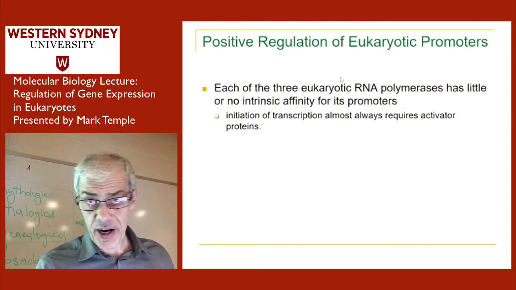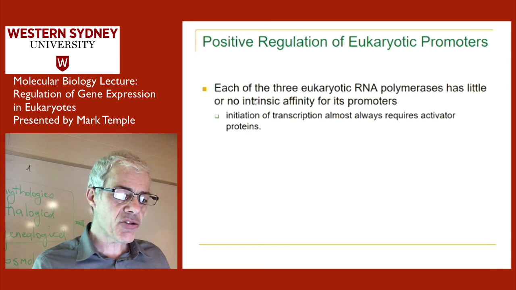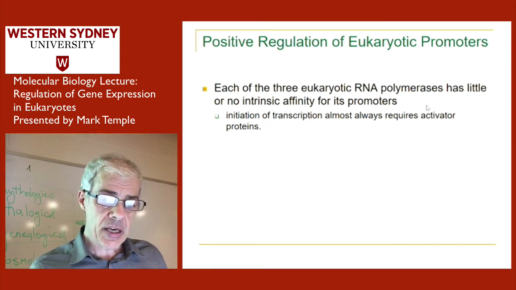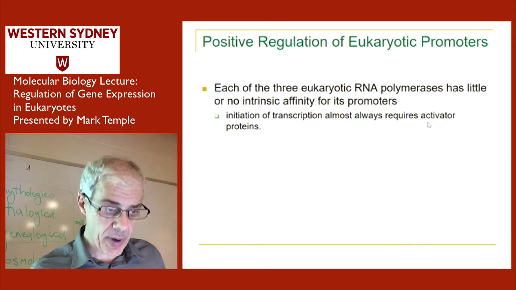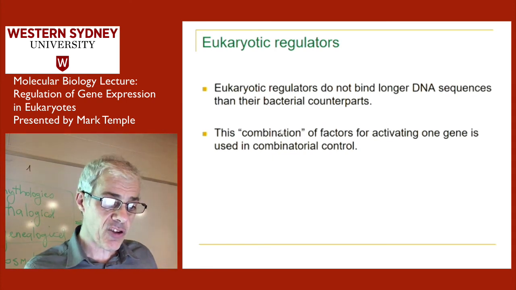There are 3 different polymerases in eukaryotes. They have little intrinsic affinity for promoters. Okay, so for transcription to be strong and for there to be a strong association, you need these activator proteins to help the polymerase bind strongly to the promoters. And so we have a bunch of transcription factors that are important.